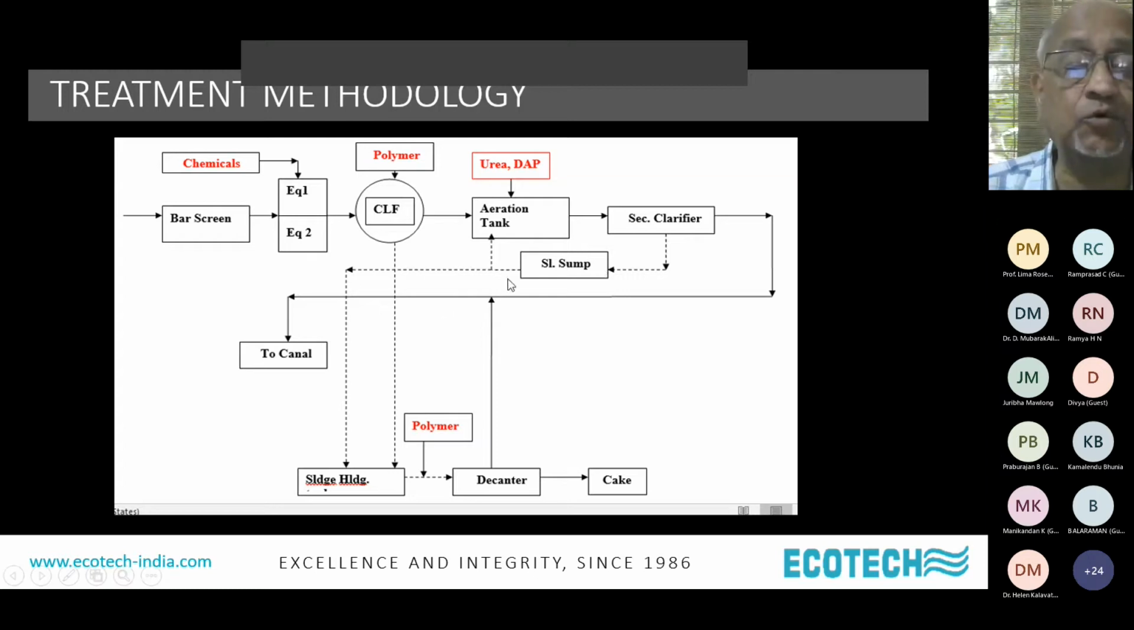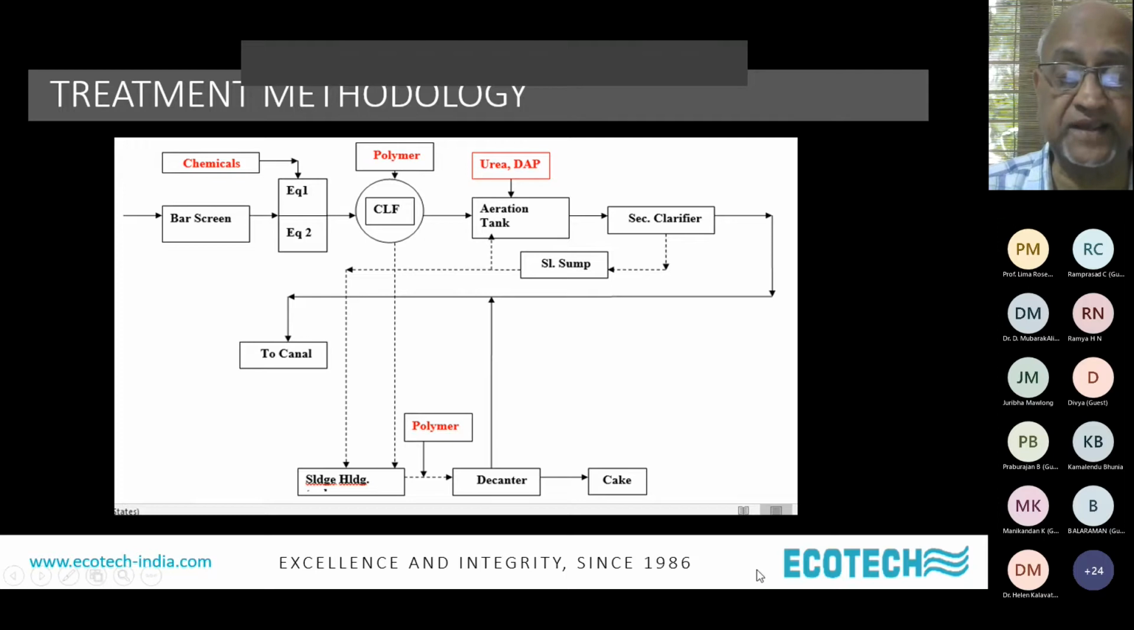Excess sludge will go to the sludge holding tank, and the primary clariflocculator sludge also comes to the sludge holding tank, and these sludges are handled in a centrifuge decanter with addition of polymer. Polymer conditioning is definitely required when you use a decanter. These centrifuge decanters run at 3,000 to 4,000 RPM, so centrifugal forces separate the water, the liquid, and the solids. Typically, polymer addition is 1 to 2% based on the dry solids which you want to dewater in the decanter.